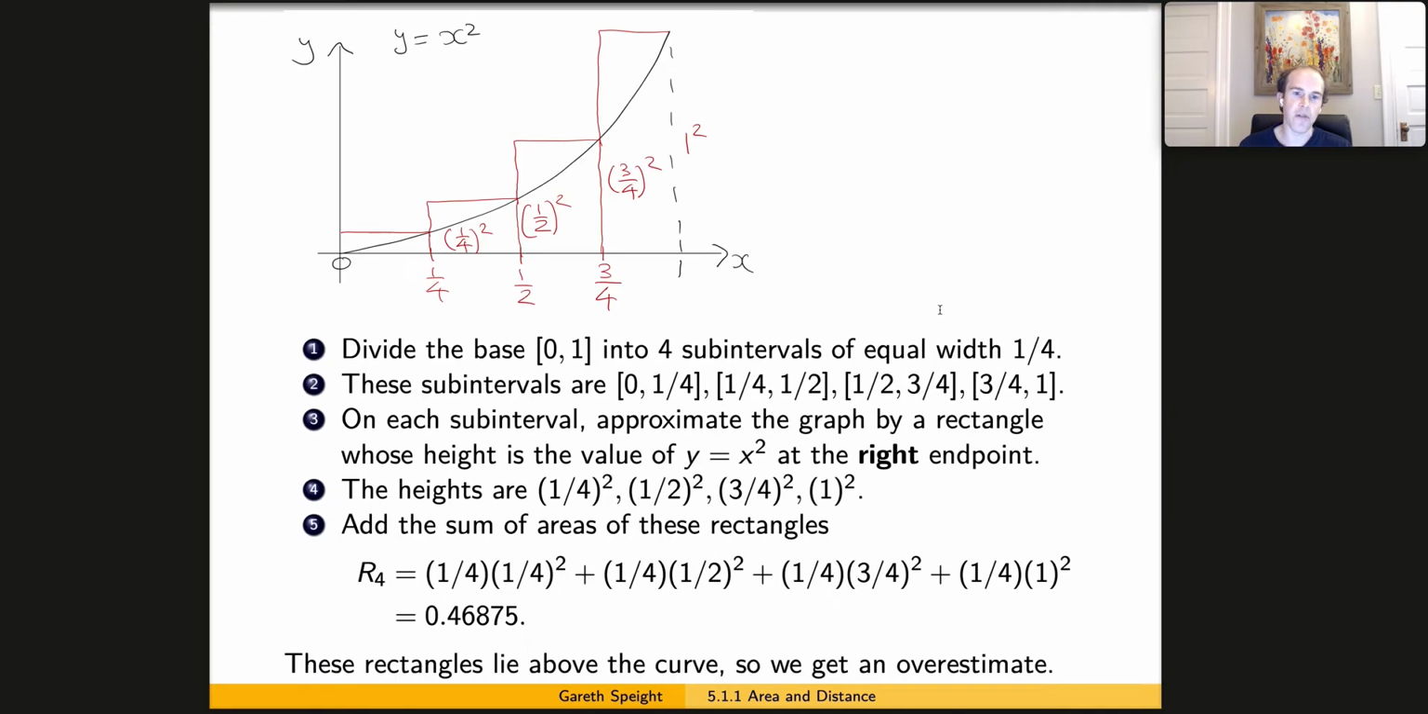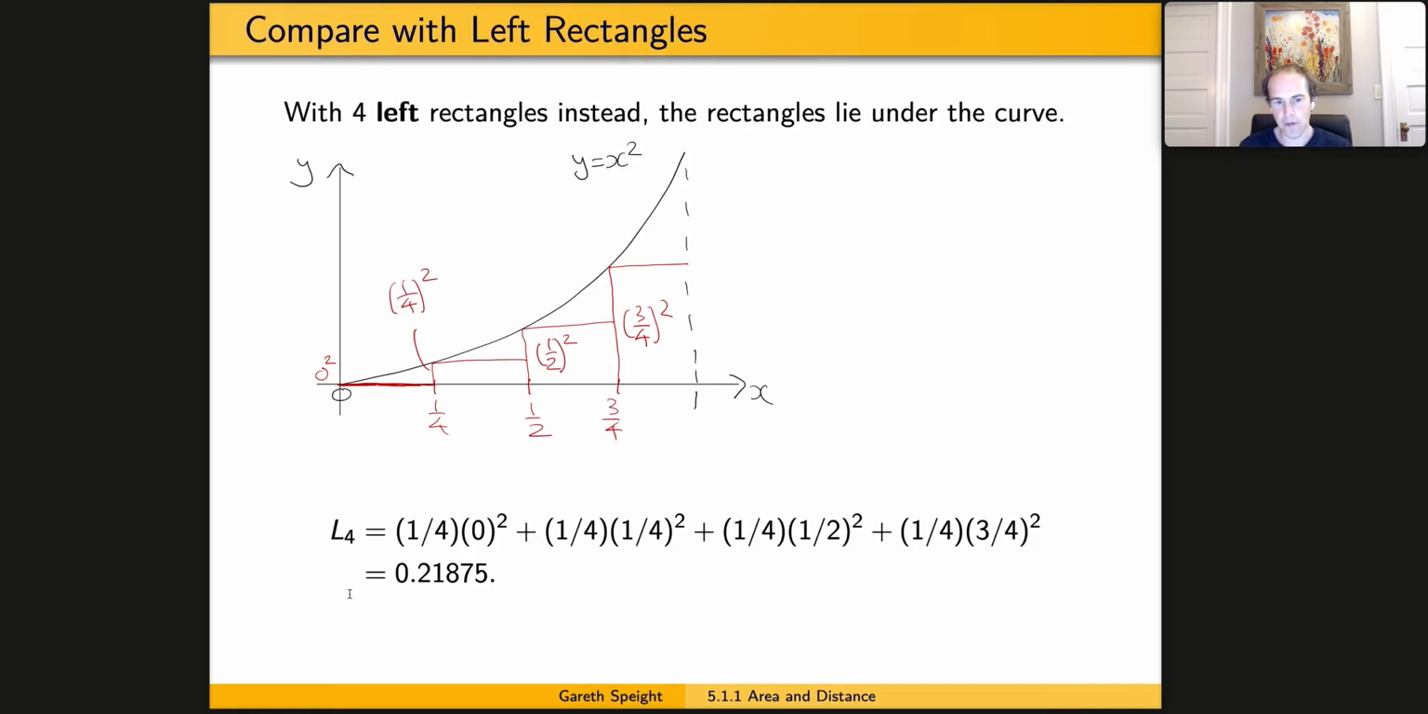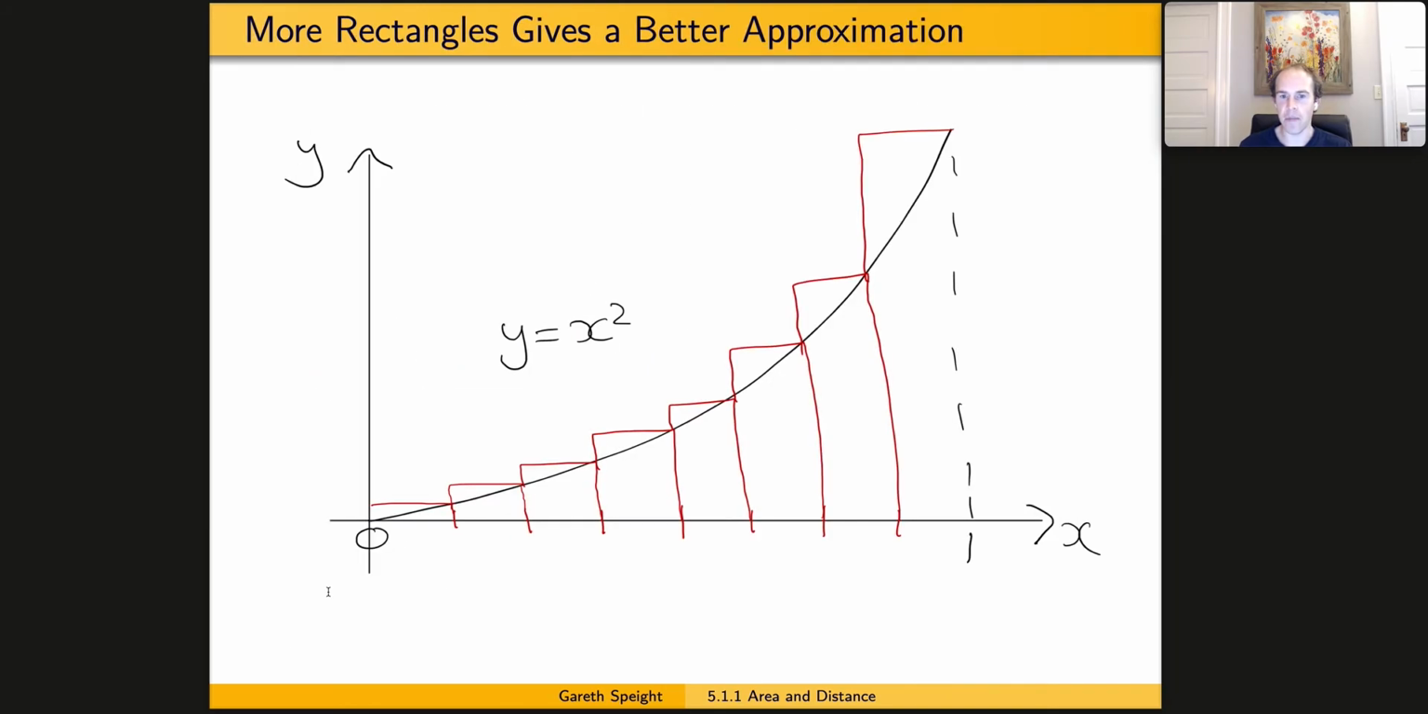And we might say, okay, if we compare the numbers we got, R4 was 0.4 something, our L4 was 0.2 something. There's quite a big gap between those two. And if you've done calculus before, you would probably think the answer is 1/3. It's okay if you haven't. So how do we close that gap? Well, as we talked about, the solution is to use more and more rectangles. So sorry for the crude picture, but here's what you get, for instance, if you had 8 rectangles, right?